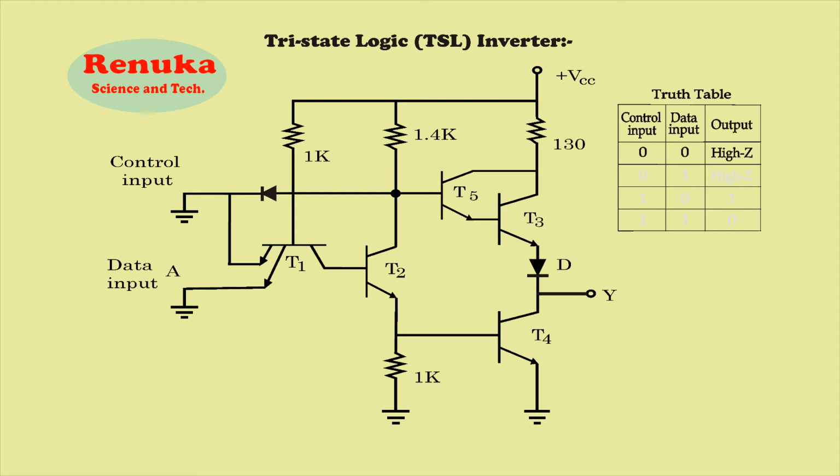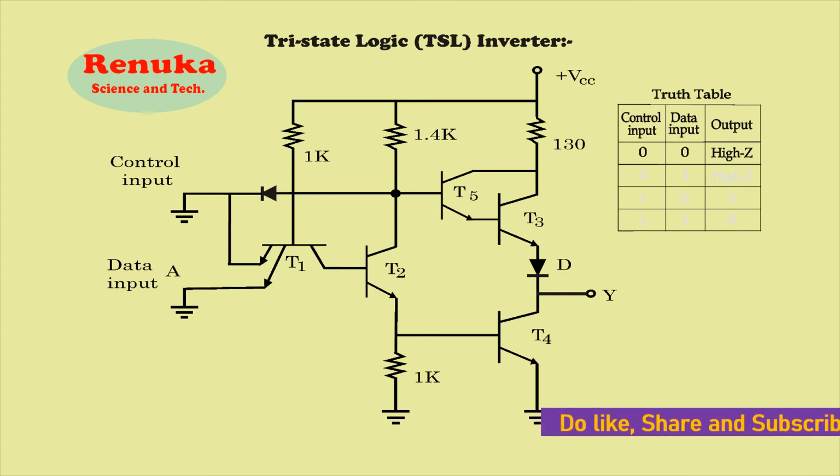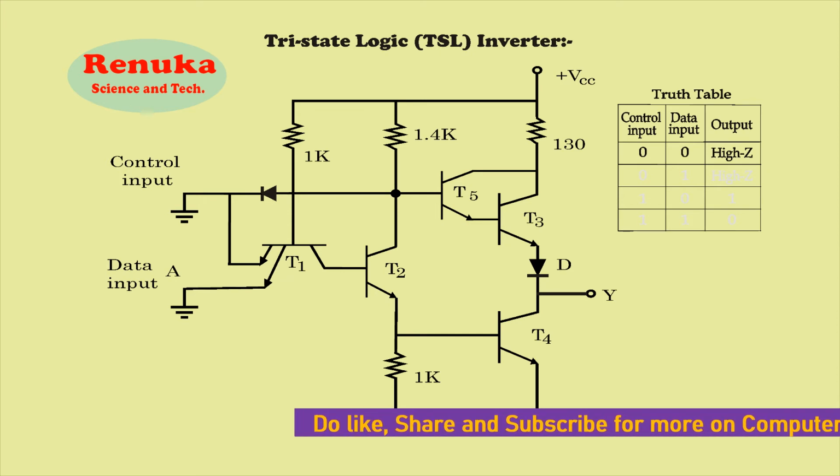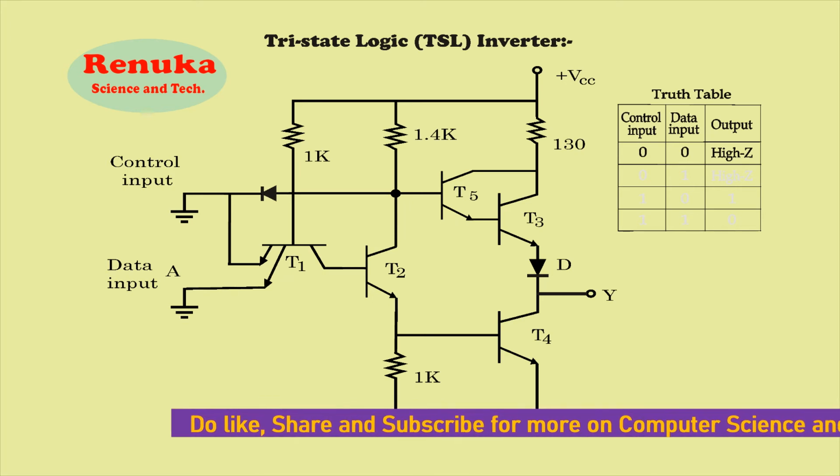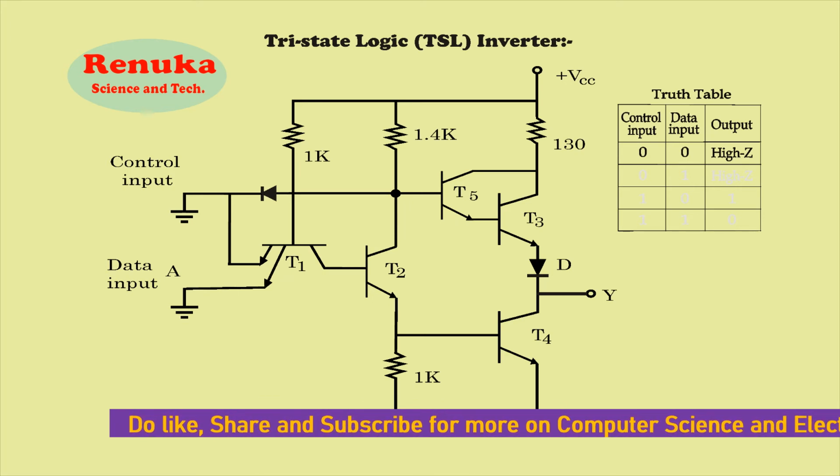So if both the transistors are off, then they will offer high resistance. So overall at the output, if you consider the resistance combinedly, that term is called the impedance. So overall impedance of this circuit at the output will be high. That is why this state is called high impedance. So if control input is 0 and data input is 0, then this condition arises, that is the high impedance state. So this was the first condition we have discussed here.